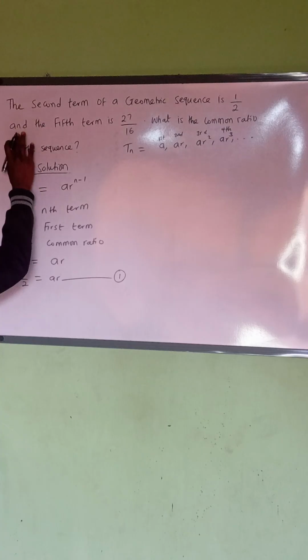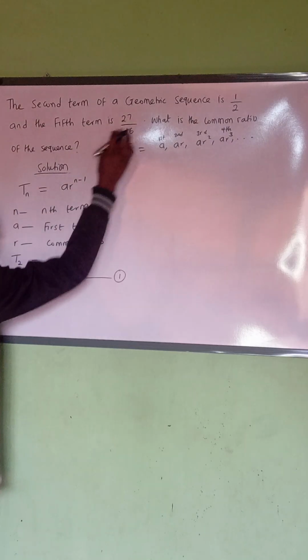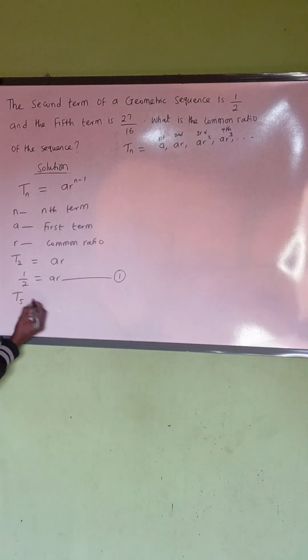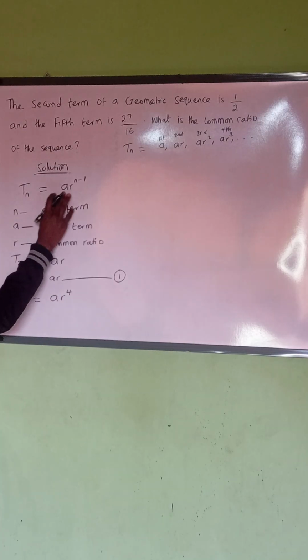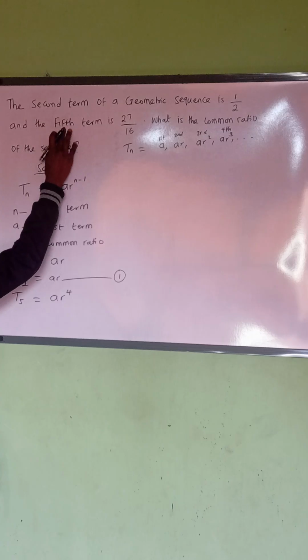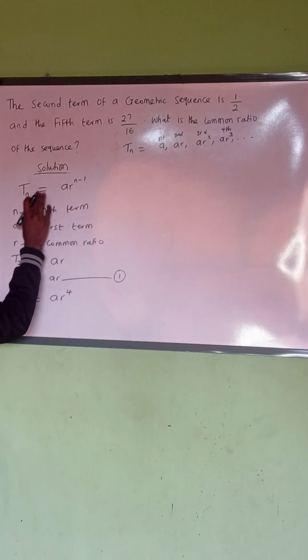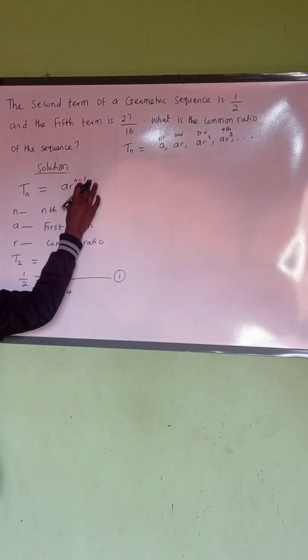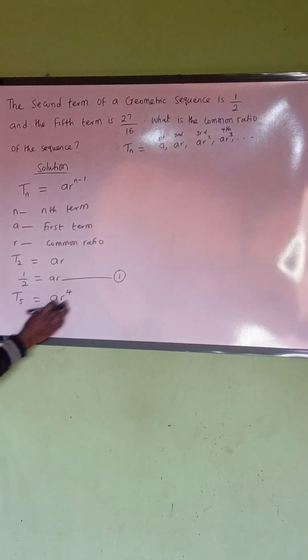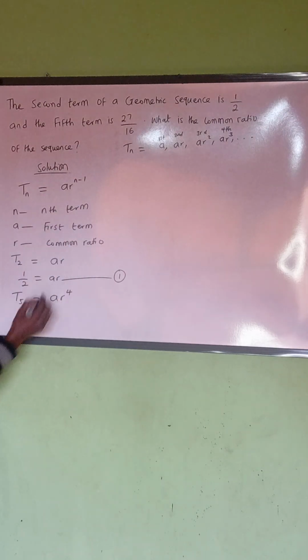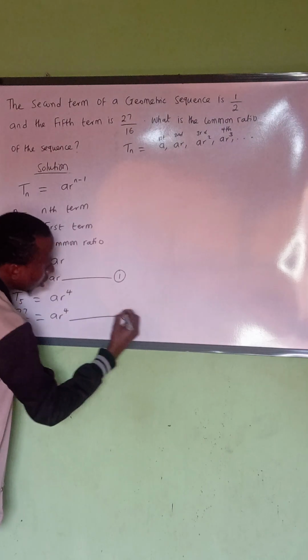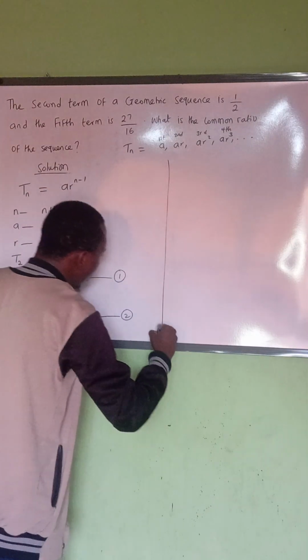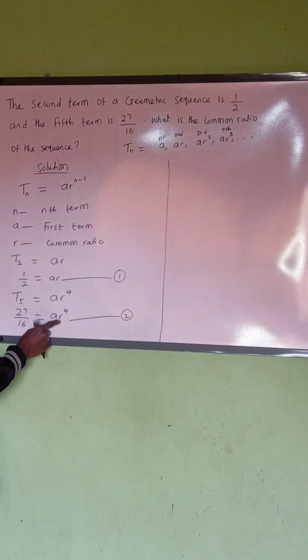Now, the question continues, and the fifth term is 27 over 16. T of 5, which is the fifth term, equal to AR raised to power 4. From here, the term number is 5. T of 5 will be equal to AR raised to power 5 minus 1, which is 4. And T of 5 is given as 27 over 16. So 27 divided by 16 equal to AR raised to power 4. Let's call this equation 2. Now, don't forget that we want to solve for the common ratio, which is our R.